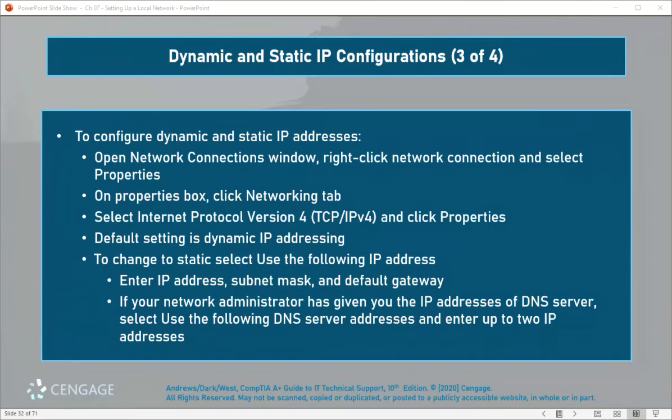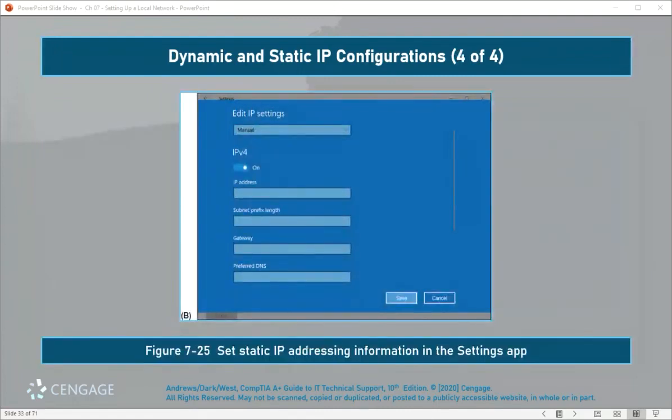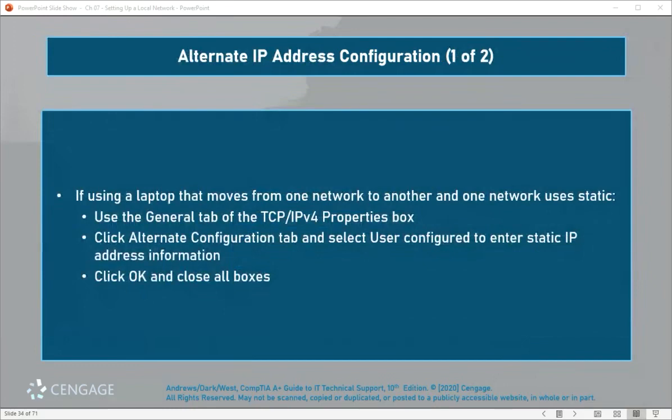If we want to use dynamic addressing, we just leave the default on, which is to select DHCP. It'll be a button that says obtain an IP address automatically. So here we see that the IP settings are currently on manual. If we had them on automatic, all of these boxes would be filled in for us.